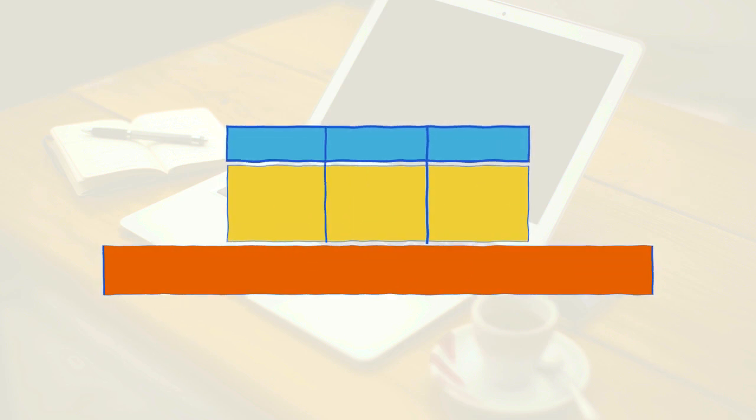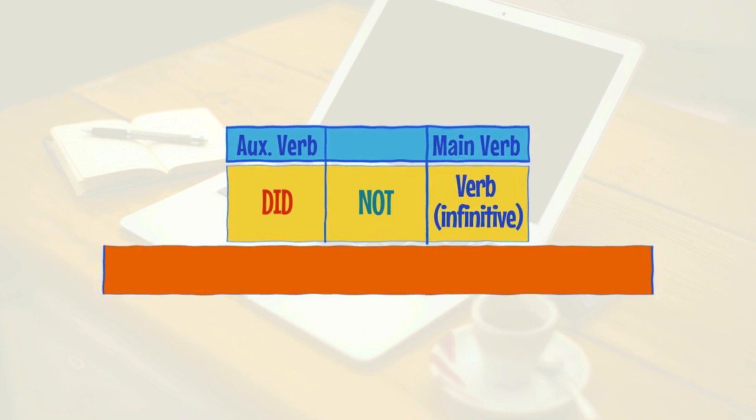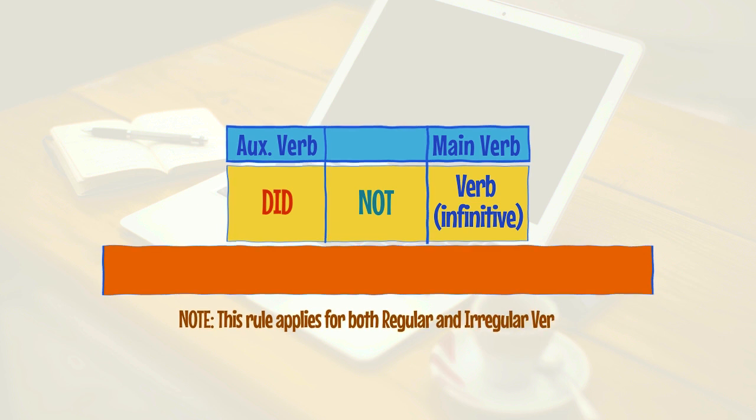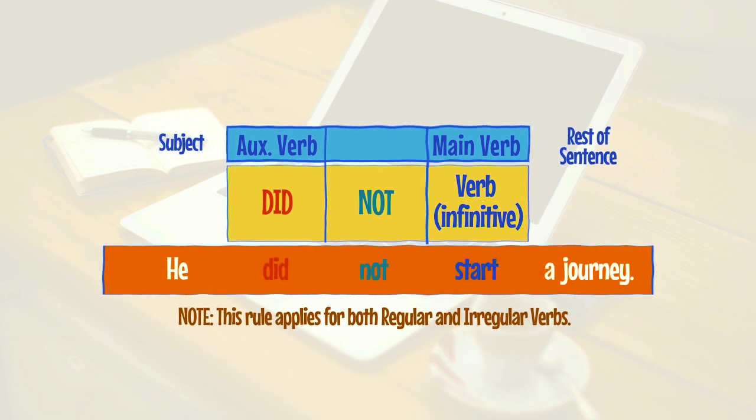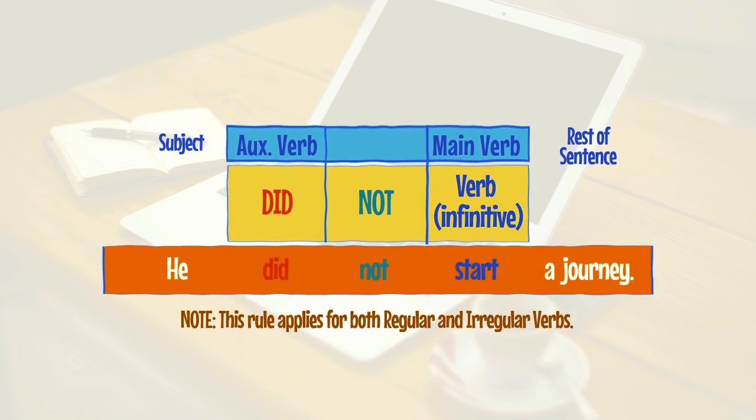To make negative sentences with the past simple, you need to use the verb did, which is the past simple of do. After that, you put the word not. And after not, we use the infinitive form of the verb. Note, this rule applies for both regular and irregular verbs.